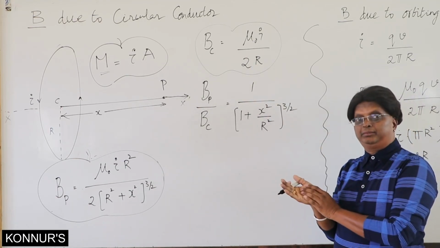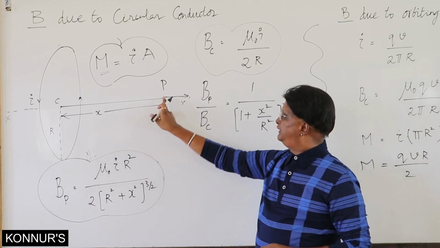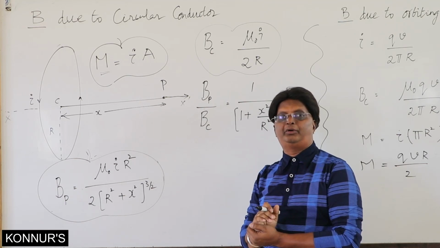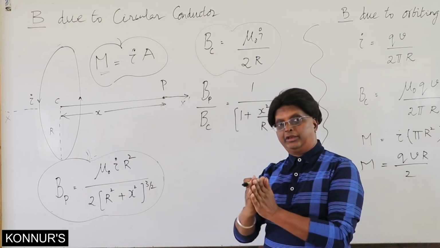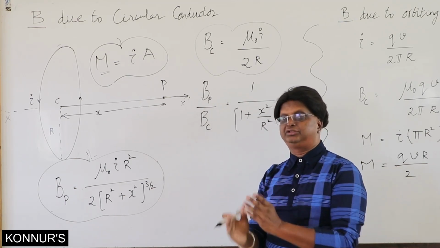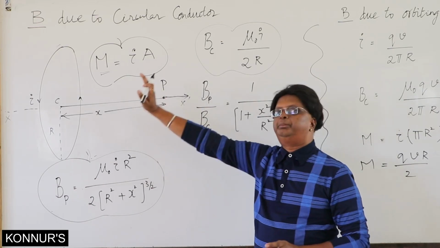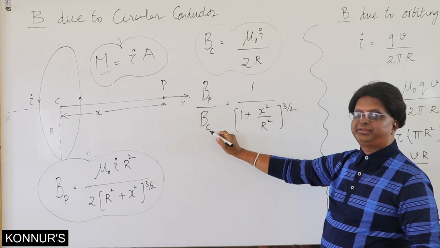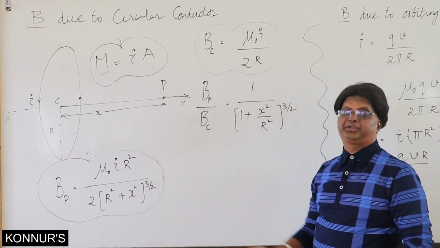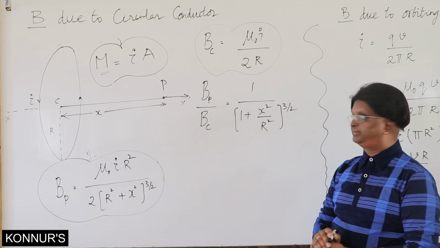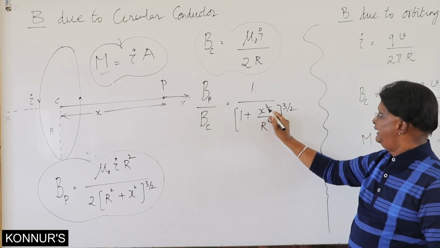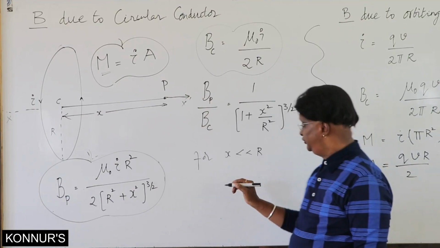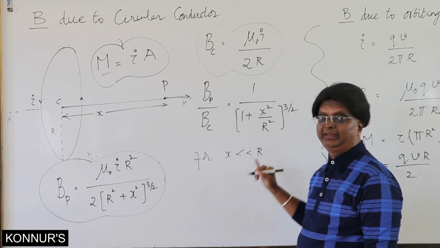And also one more time, here we have 2 points. One is an axial point at distance x, and the center is also an axial point for which x equals 0. Now when we compare B at P with B at C, I am writing this ratio B at P by B at C. I have done that calculation and I am directly giving you the result. Remember, 1 by (1 plus x squared by r squared) whole power 3 by 2. One more reduction that we can do is for x very much less than r.